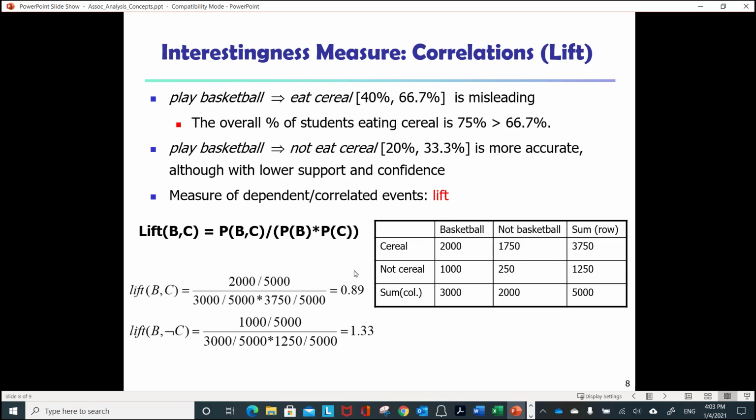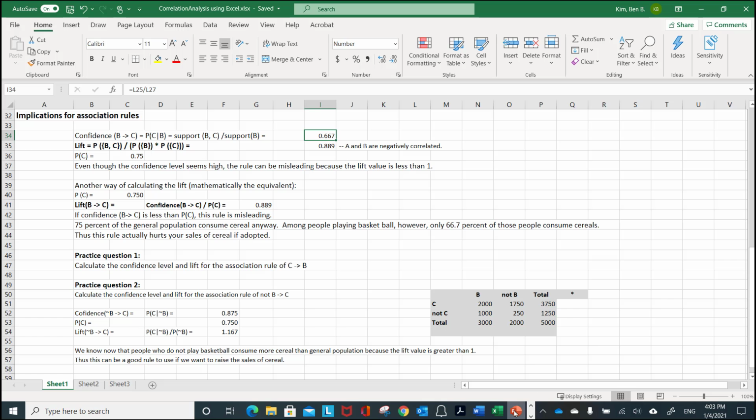So that's exactly what it is, 0.89. Okay. All right, so even though the confidence level seems high, 0.667, so about 67%, so it seems pretty high, but actually the rule is very misleading because the lift value is less than 1. That means playing basketball actually hurts eating cereal. So it's not a good rule to adopt if you want to increase the sales of cereal.